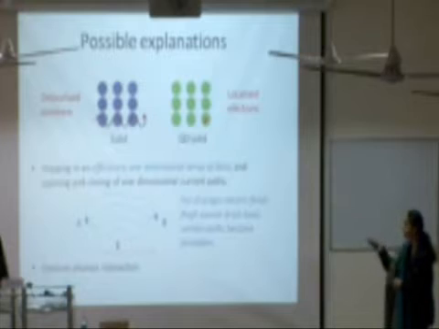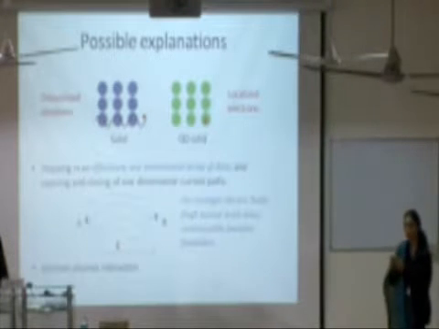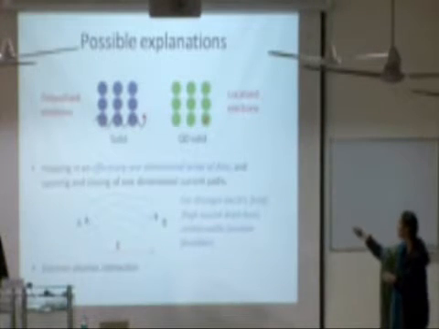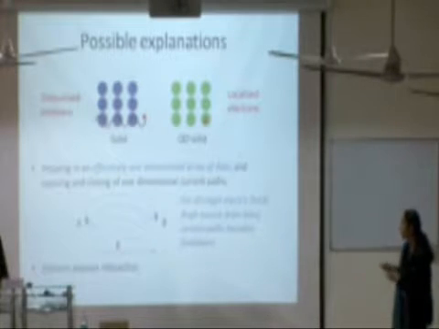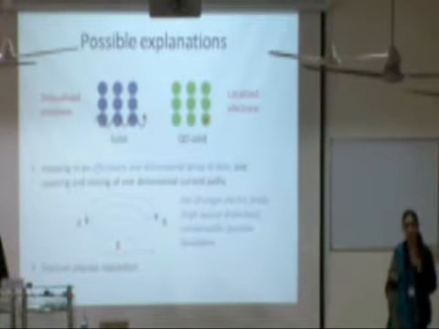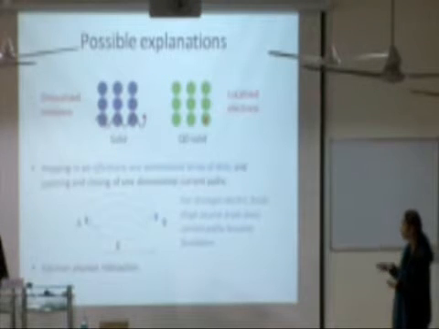So possible explanations are as follows. In a classical solid, your electrons are delocalized. But in a quantum dot solid, because of quantum confinement, your electrons are really localized to each of these dots, being shown in the light green. So when you make the pattern more and more narrow, you have an effectively one-dimensional channel of these quantum dots, and you can have hopping in this effectively one-dimensional array of dots.